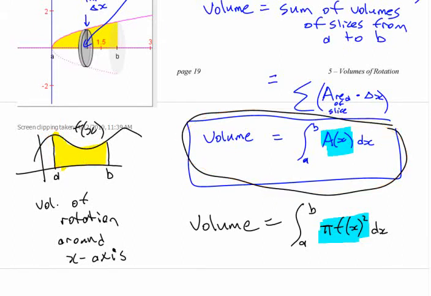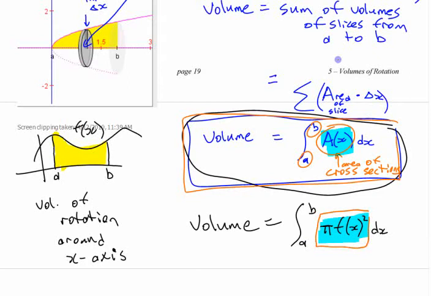Okay? The basic general volume formula is this. The integral from whatever your two limits are of the area of the cross sections. This is area of cross sections. I just put A of x, and in this case, I'm just using A of x to say the area of the cross sections.